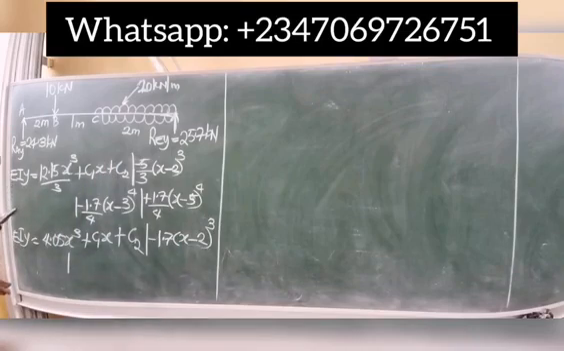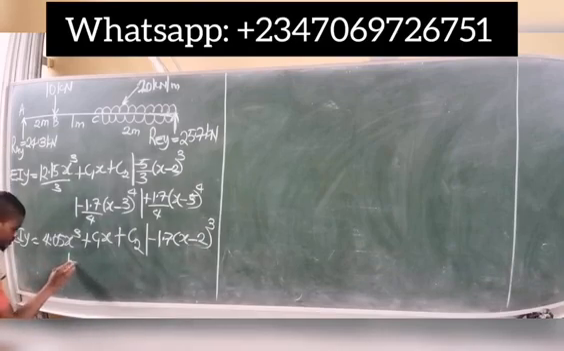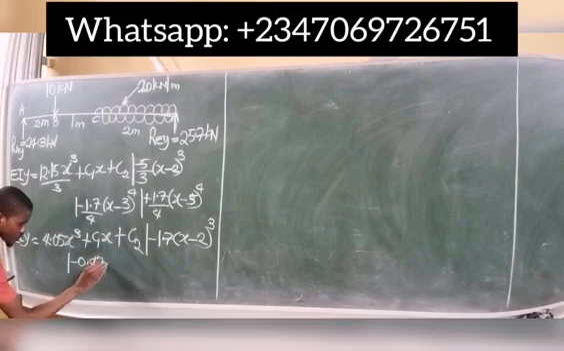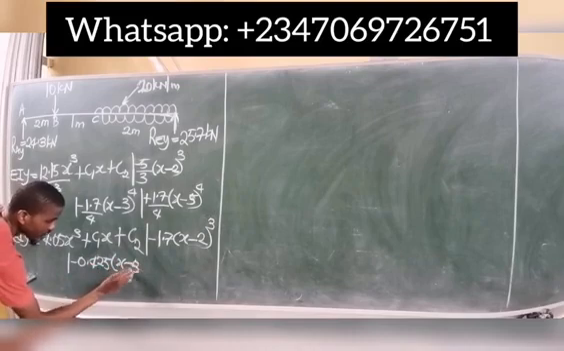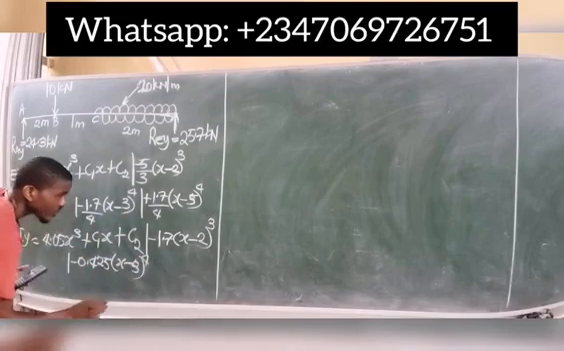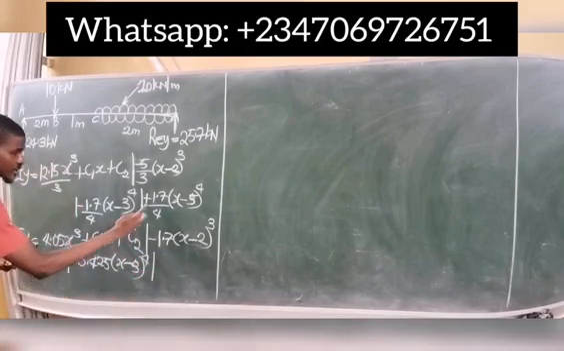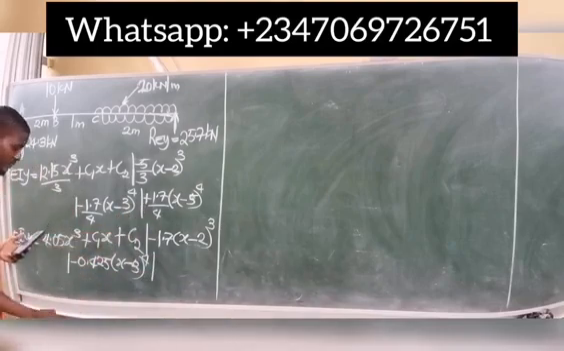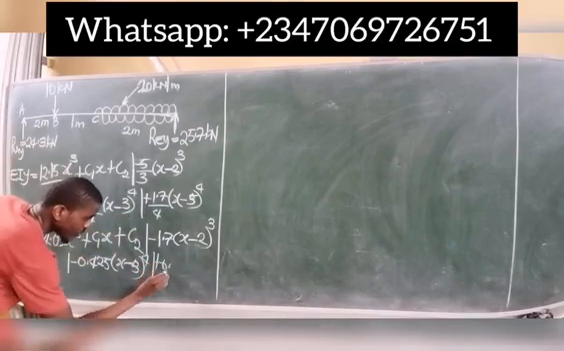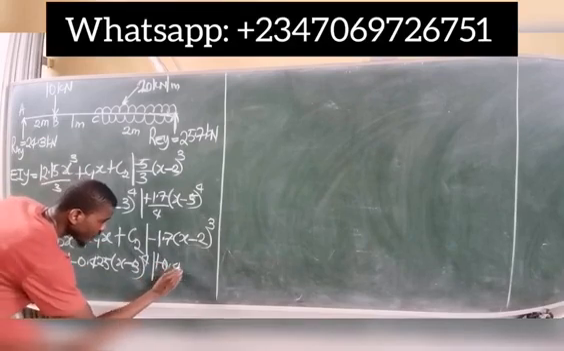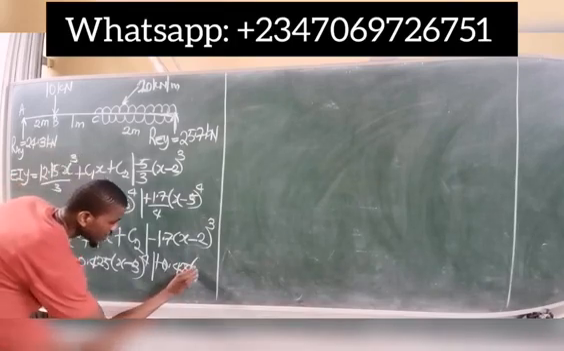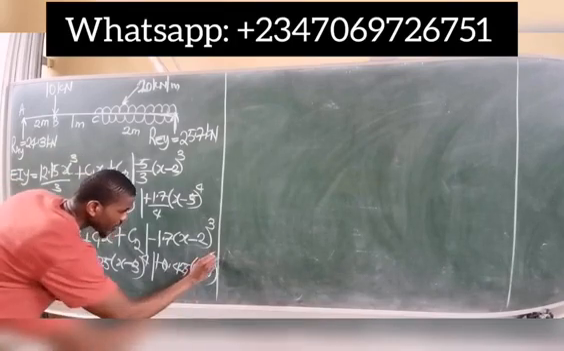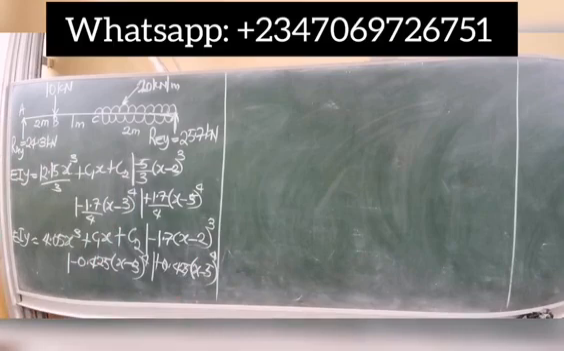We have here minus 1.7 divided by 4. That gives us minus 0.425 into (x minus 3) to the power of 4. Okay, put down your Macaulay's bracket. Same thing here, plus 1.7 divided by 4. That's plus 0.425 into (x minus 5) to the power of 4. Okay, so we have this equation.